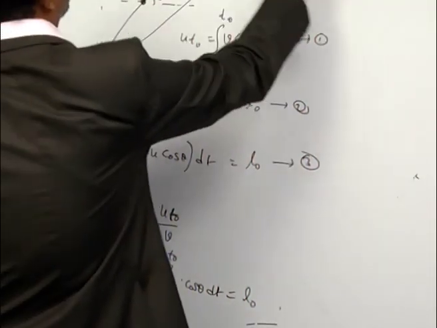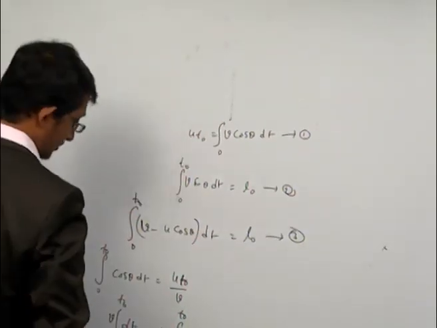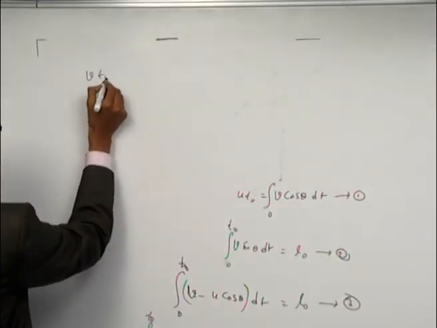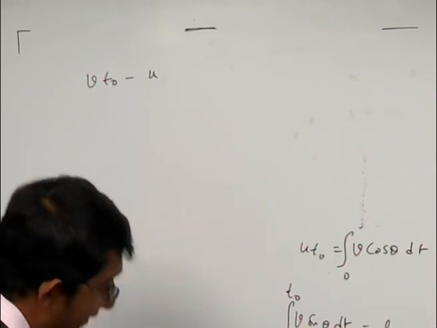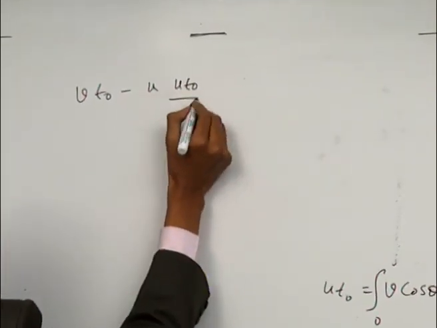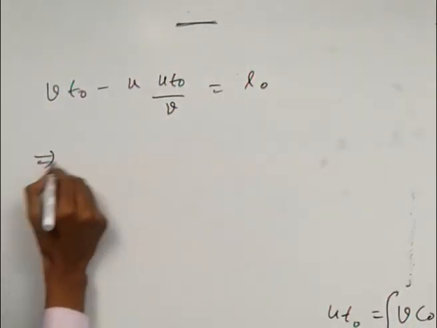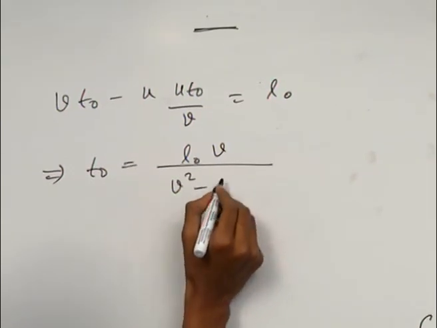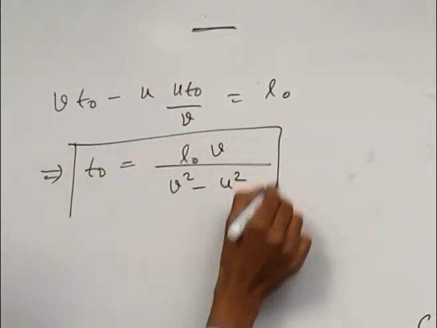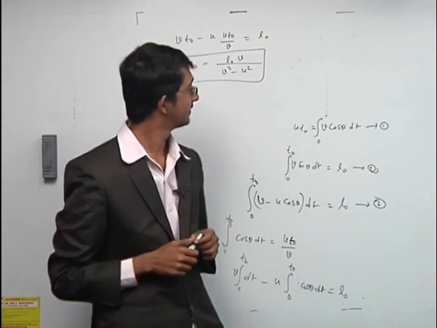So what do I get if I solve this? So let me make some space. So I have v t0 minus u into this integral I got from here, u t0 by v, is equal to L0. So we have t0 as L0 v by v square minus u square, which is the time after which the cat will catch the rat.